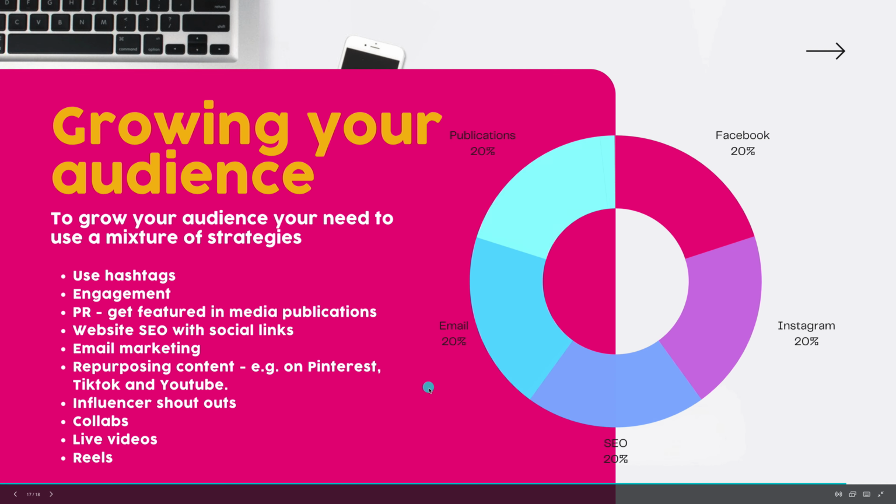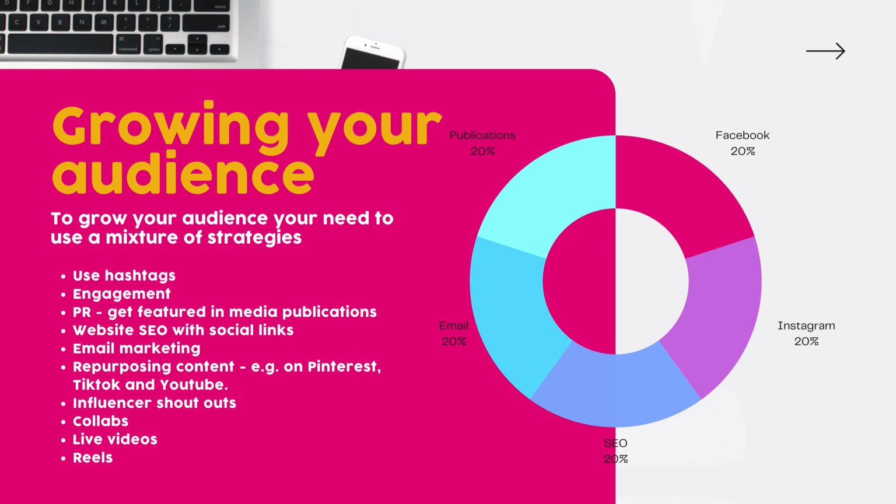Right, so we've started posting, we've got our pixels set up, we know what our audience is doing, but we need to make sure that enough data is coming through so that we can do great ads and grow our business. So how to grow your audience? You want to use a mixture of different things, not just Facebook and Instagram. There needs to always be a mixture.